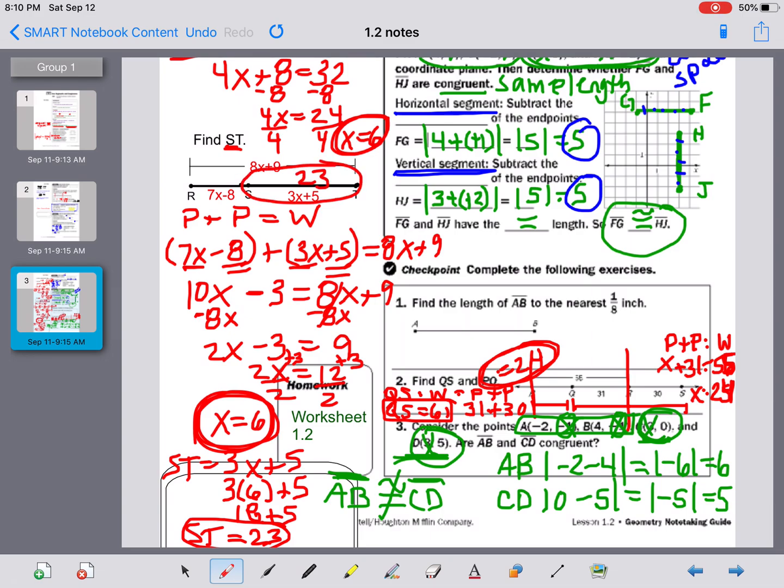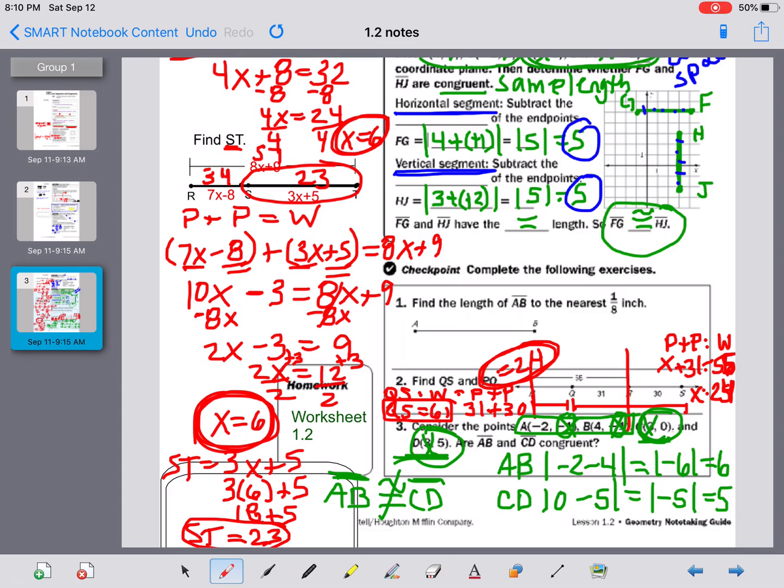We could plug it back in again. If I plug 6 in over here, 7 times 6 is 42. 42 minus 8 is 34. And then I can plug it in again. 8 times 6 is 48, plus 9 is 57. And when I add 34 plus 23, do I get 57? I do, which means everything checks out well. Okay, so don't be afraid to plug it in everywhere to check it out. Okay, so there's our notes.